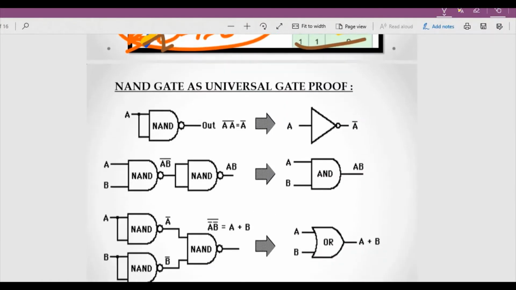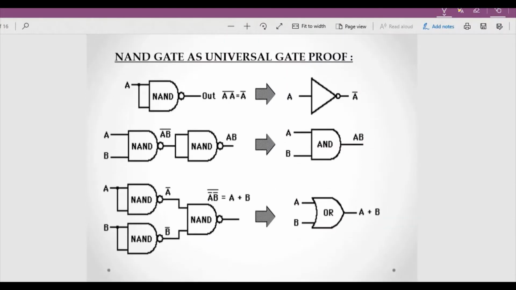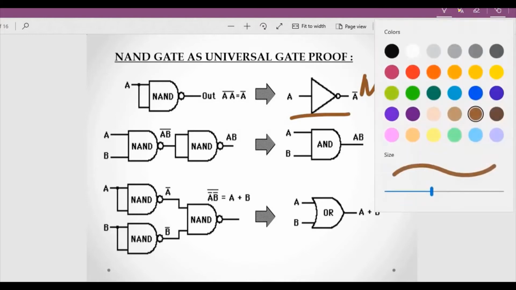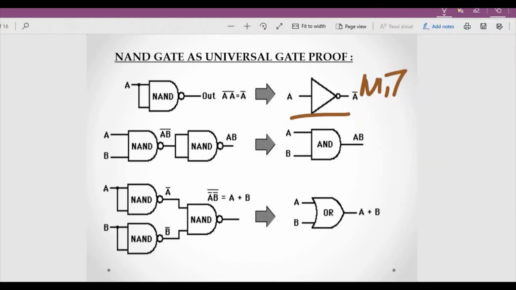Now let us understand how you can make the universal gates, so that we have the proof of it. First, for example, this is a NOT gate. In a NOT gate, whatever input is given, the opposite output is generated, and it is a single input. So here we take a NAND gate and short both of its legs, the two inputs, and make them one. Now it acts as an inverter. If we give 1, we receive 0.